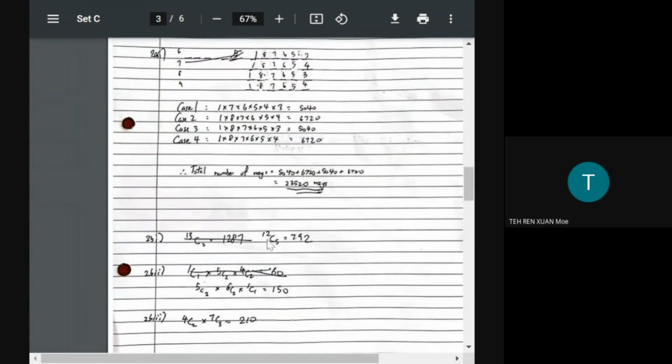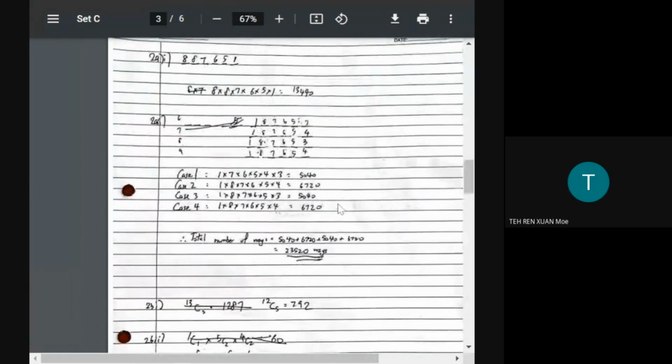Okay, so for 2a number 2, it is an even number and greater than 600,000. So first, we will have 4 cases. The first case is where the first place is 6, which means that there will be only one option in the first place.